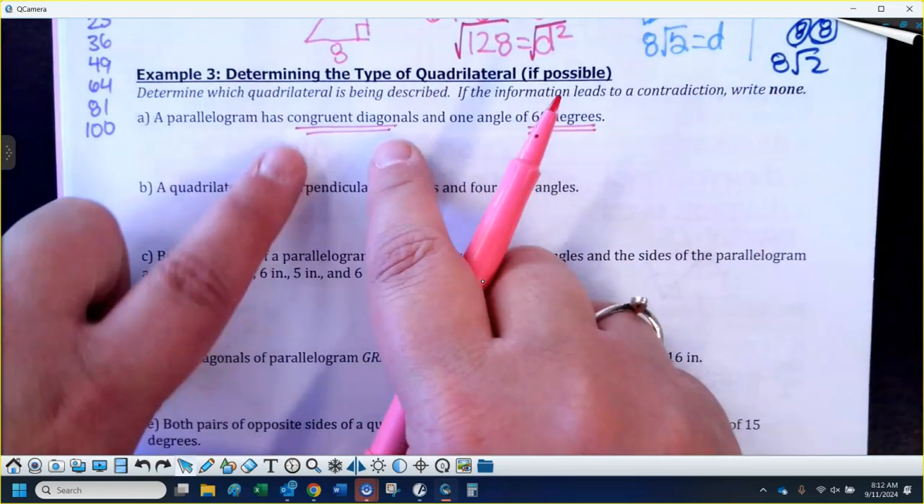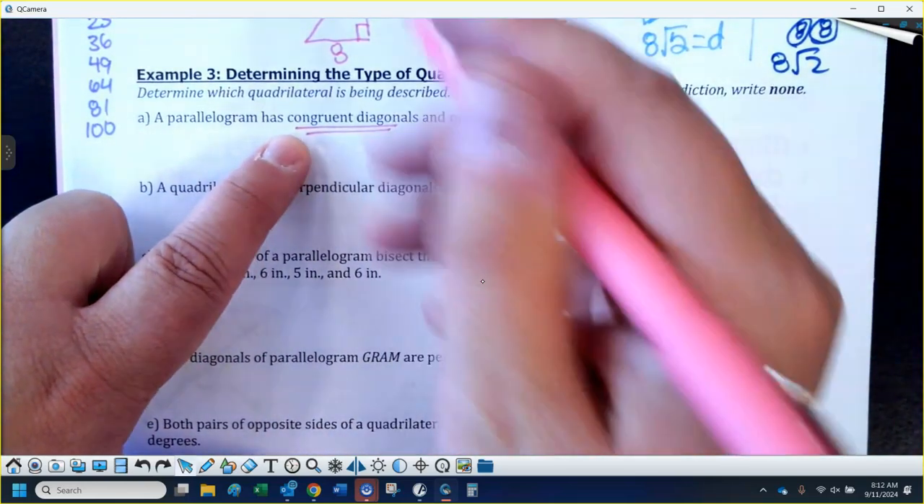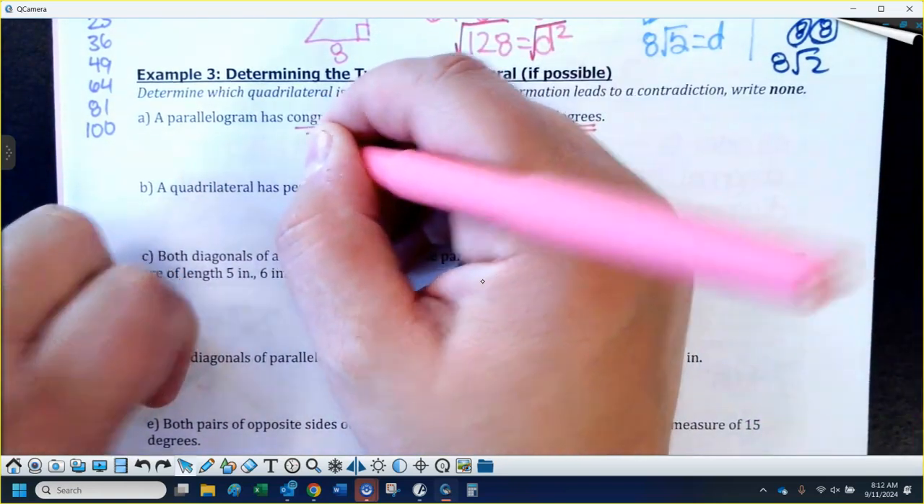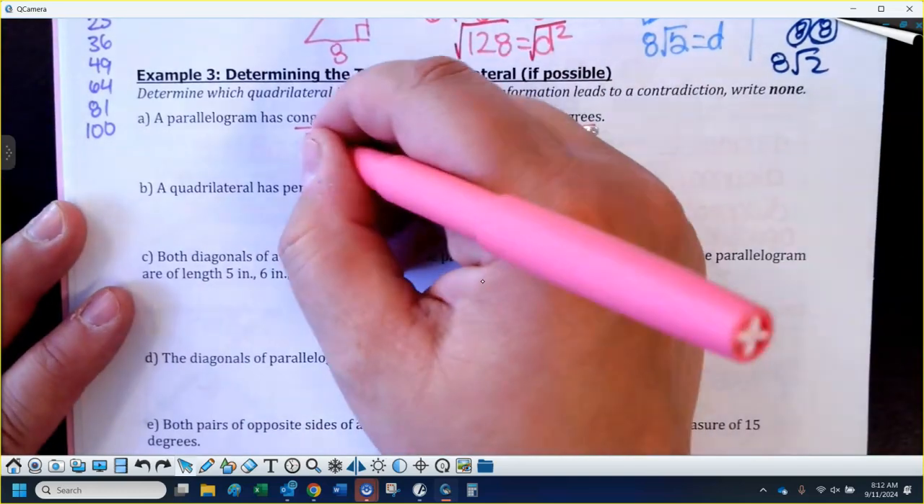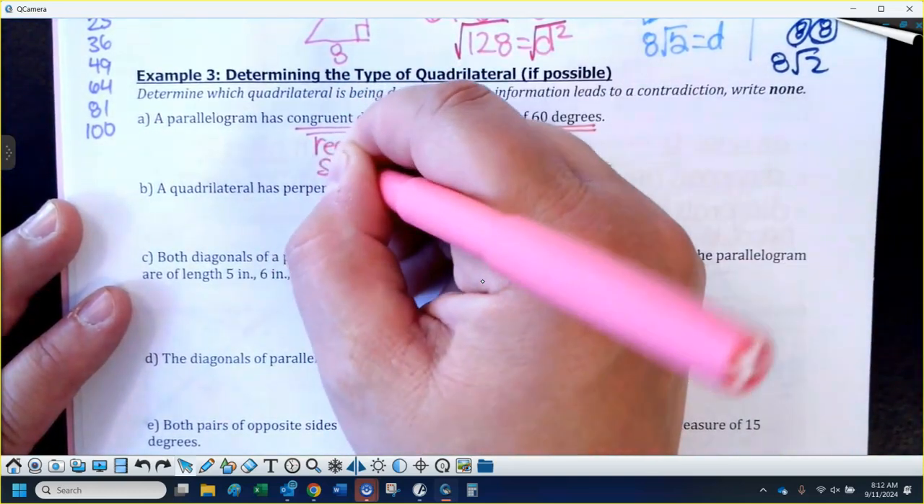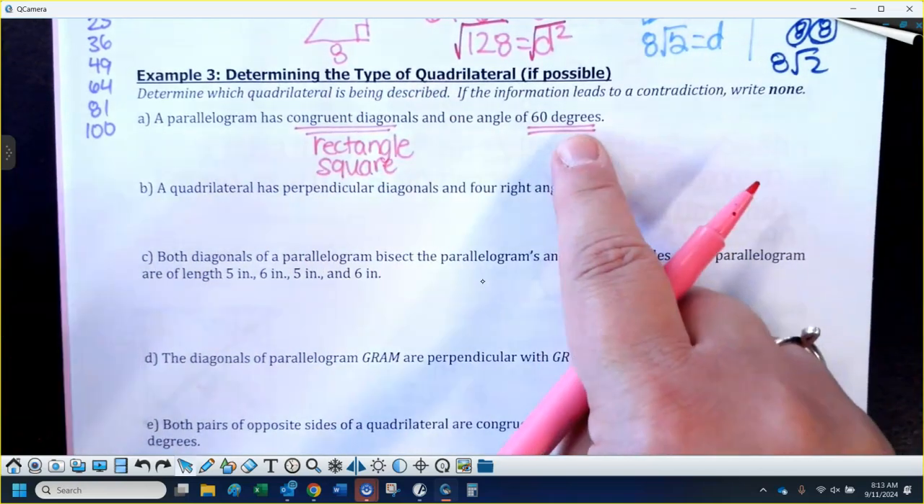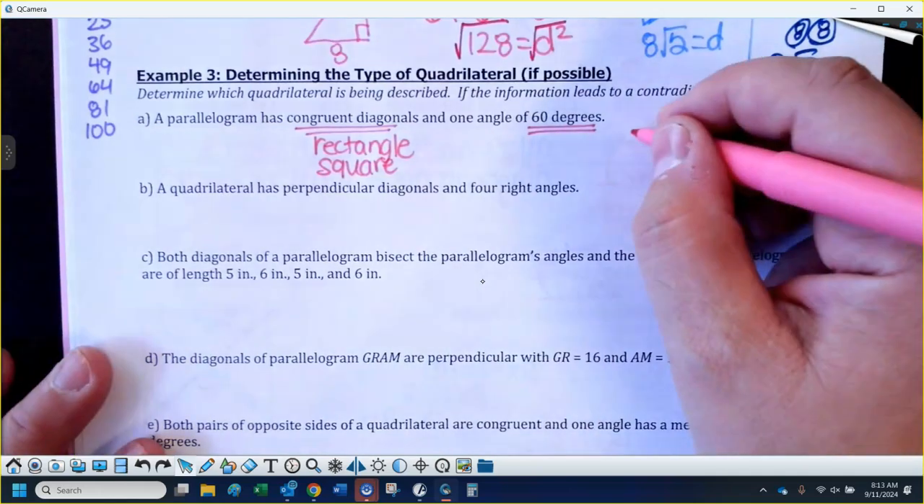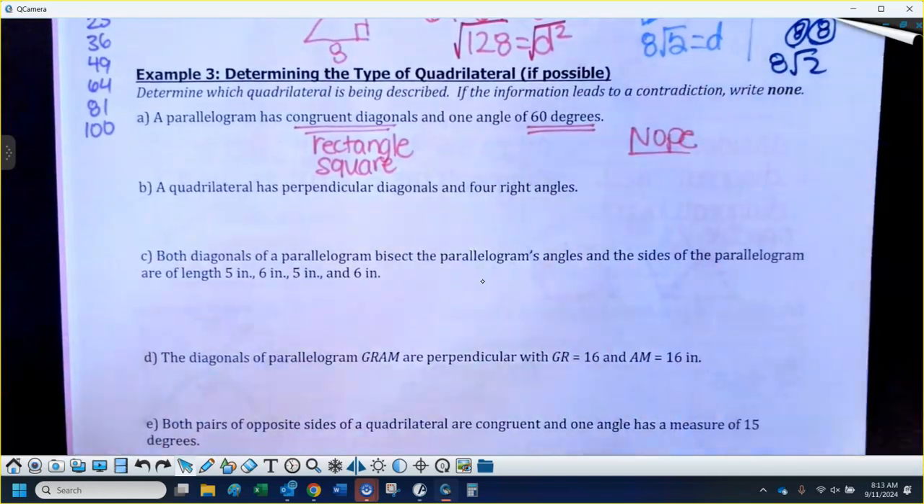Okay, tell me what shapes that we've talked about have congruent diagonals. Rectangle's one. The rectangle and square. All right. Are any of the angles in a rectangle or a square 60 degrees? No. So this is not possible.